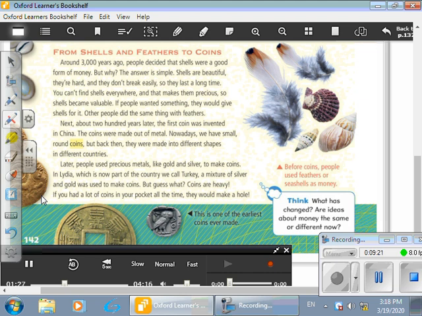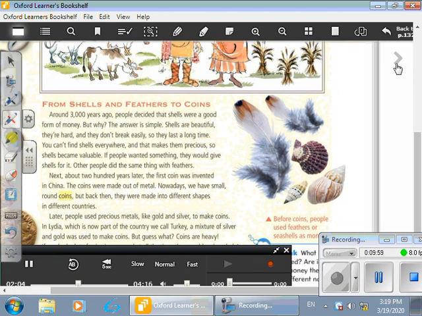Next, about 200 years later, the first coin was invented in China. The coins were made out of metal. Nowadays, we have small round coins, but back then they were made into different shapes in different countries. Later, people used precious metals like gold and silver to make coins. In Lydia, which is now part of the country we call Turkey, a mixture of silver and gold was used to make coins. But guess what? Coins are heavy. If you had a lot of coins in your pocket all the time, they would make a hole.